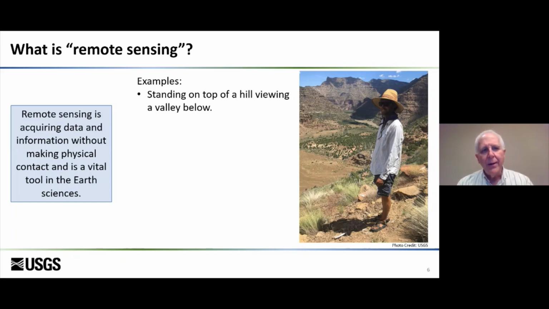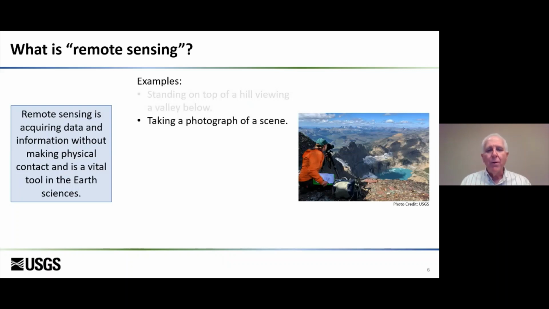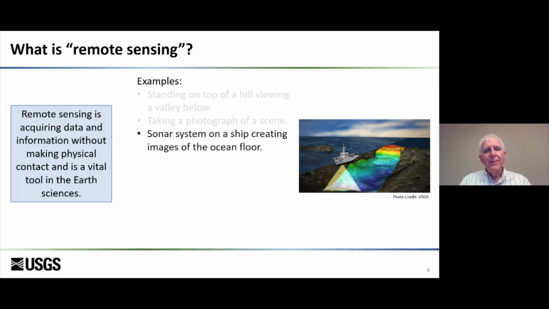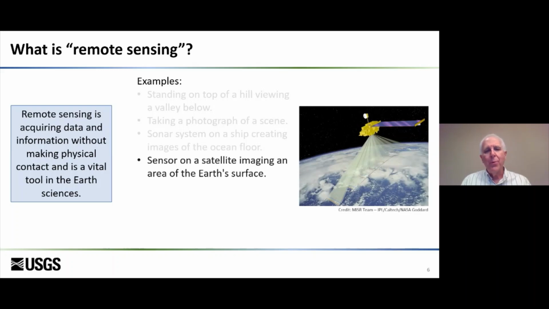So if you're standing on a hill viewing a valley below, you are a remote sensing instrument. You're observing that valley below, but you're not physically in contact with the valley. And in the same way, if you're taking a photograph of a scene, that camera is your remote sensing instrument. And again, you're not physically touching or a part of that scene, but you're some distance away. So a couple of examples from the sciences. So a sonar instrument on a ship that's imaging the ocean floor is a remote sensing instrument. So from my world, if we're putting a sensor in a satellite that's in Earth orbit, and that sensor is imaging the Earth's surface, it is a remote sensing instrument.